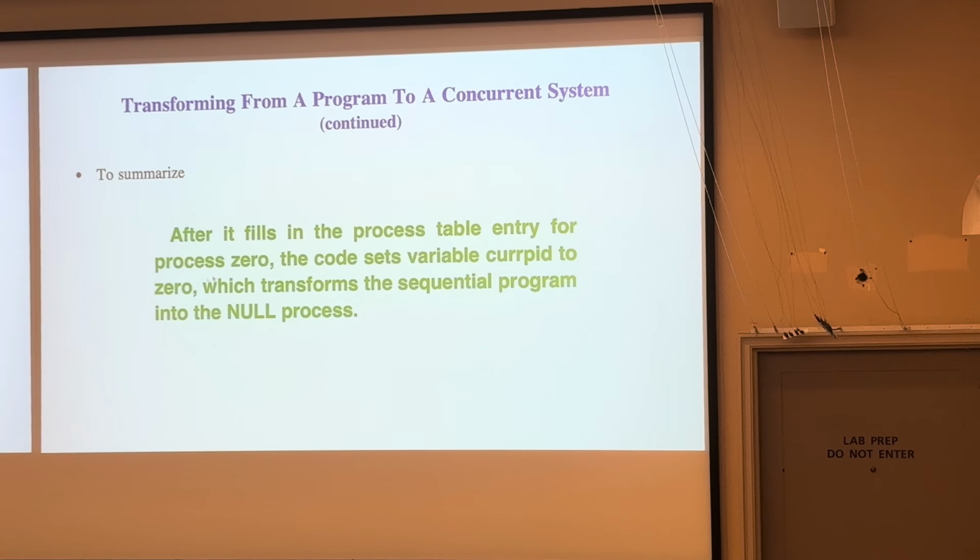Okay. So to summarize the transformation, this code fills in the process table entry for process 0, the null process. And the code sets the variable current PID to 0, which indicates the current process being executed on the CPU. And this transforms the sequential program into the null process.